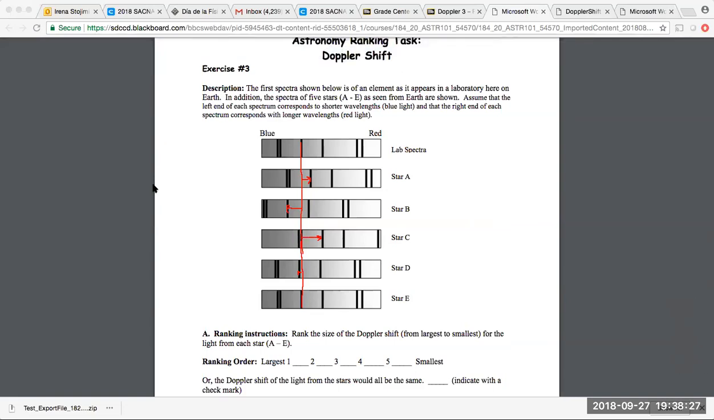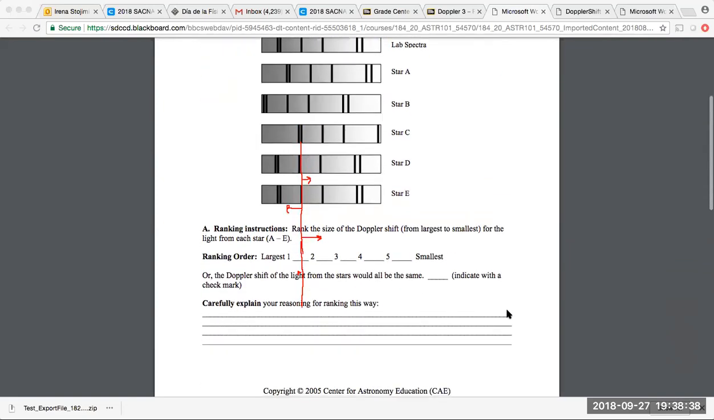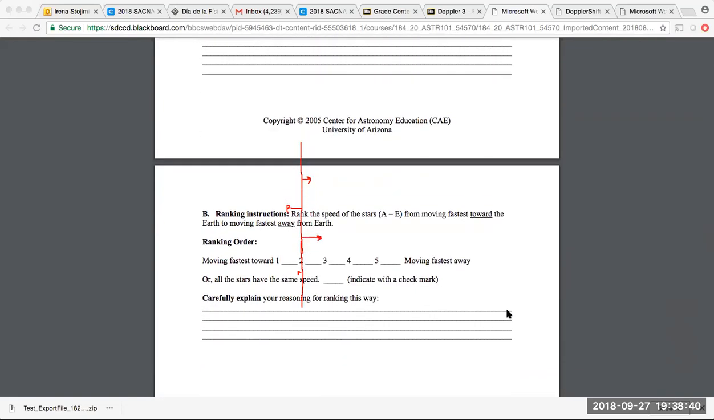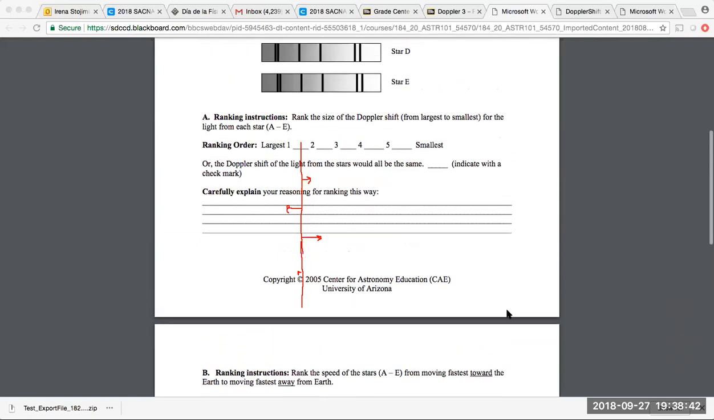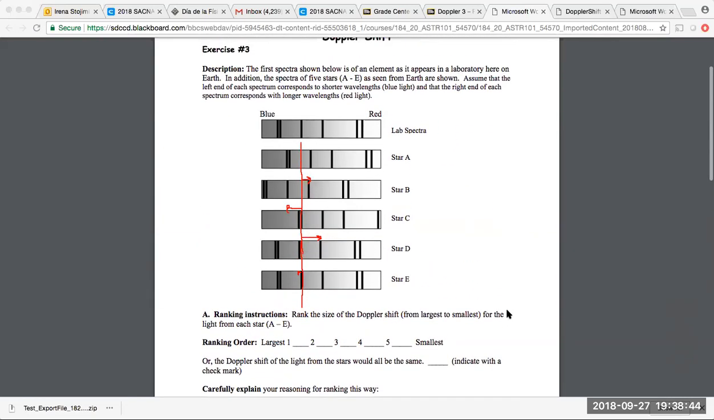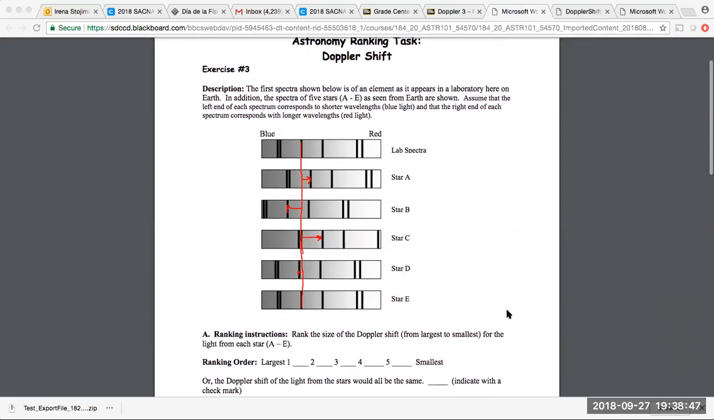C. Yes, and then? And then B, and A, and D. Perfect, that's it. And then the smallest, or no shift, is E, right, at the end? Yeah. Okay, very good. Then the next thing, it's asking you to rank the one moving fastest towards you, and then basically moving fastest away from you. So which ones are moving towards you? B and D are. So then B is going to be first. And then D.